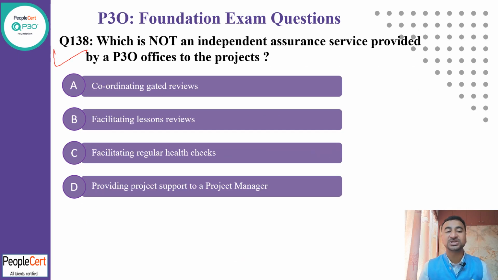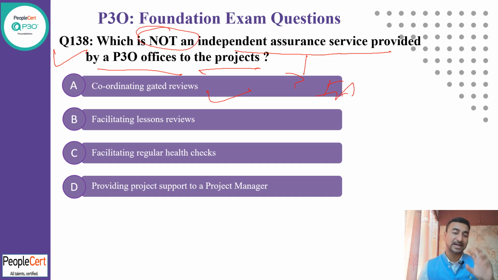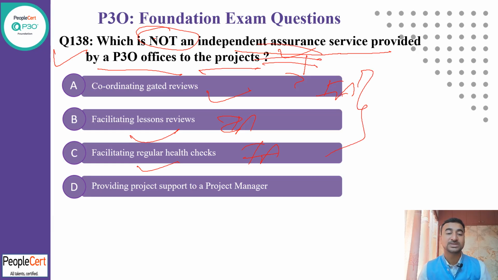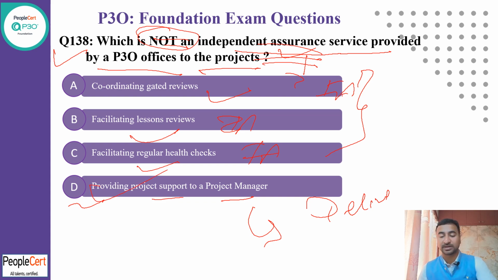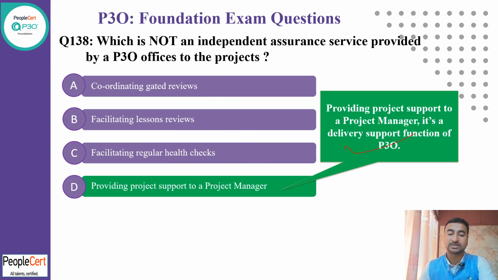Question 138 says, which is not an independent assurance service provided by the P3O office to the project? Coordinated gated review, that is an independent assurance service. So here, it is "not", you need to read carefully. Facilitate lessons learned, again that is an independent assurance service. Facilitate regular health check, that again is independent assurance. So all these three come under independent assurance. Just which is not, so D, provide project support to the project manager, that is a delivery support function. So I believe D is the correct answer. Yeah, that is the correct answer.